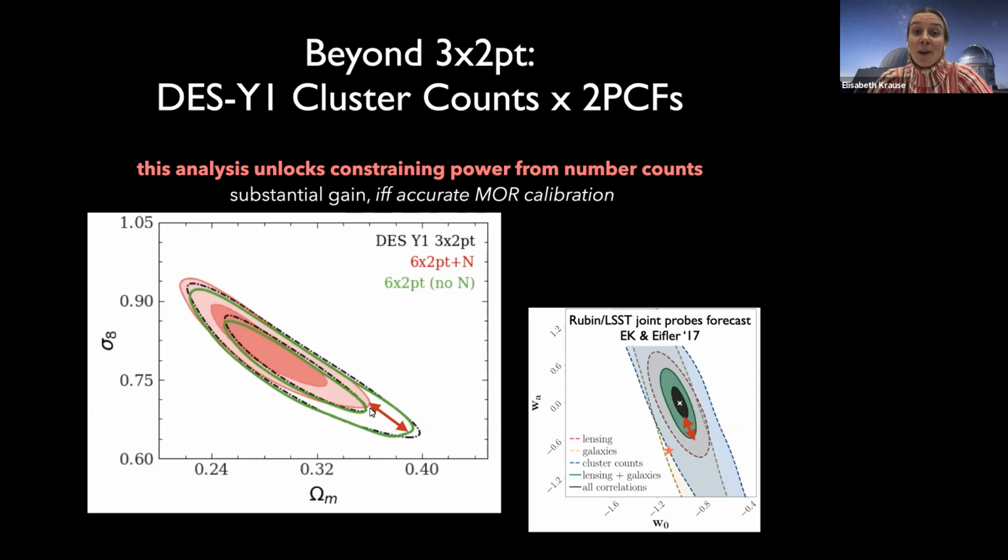Of course, we can only obtain this if our calibration of the mass-observable relation is accurate. And the plot here on the right, again, the red arrow shows you the expected gain in constraining power now on dark energy equation of state parameters, if we go from the fairly standard 3x2-point analysis shown in green to one that includes cluster number counts and cluster mass calibration. Of course, there's a lot of homework to do to be able to really realize this potential gain.